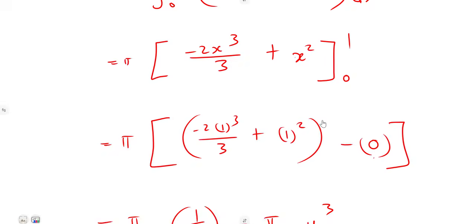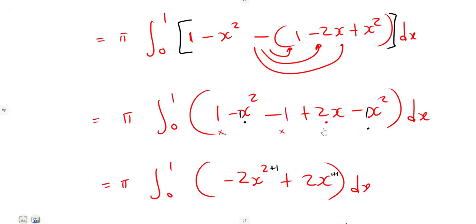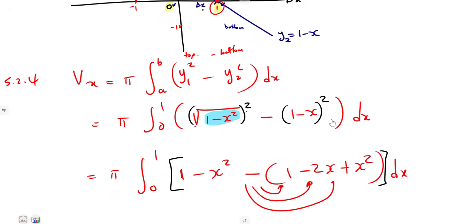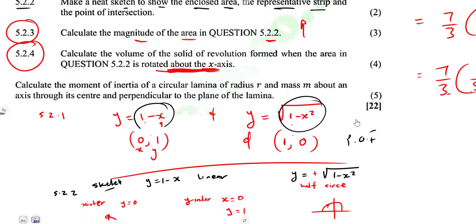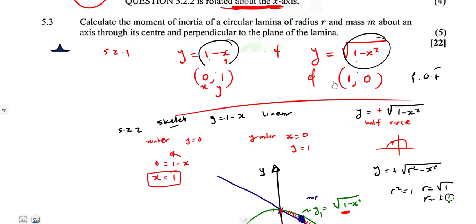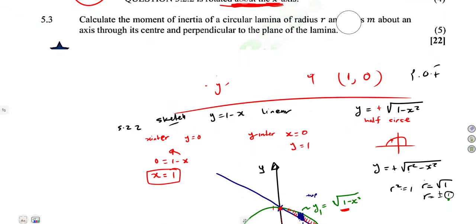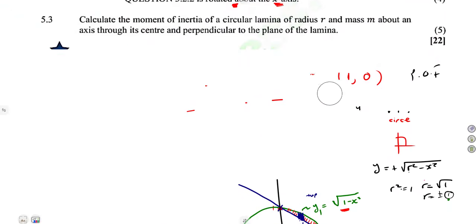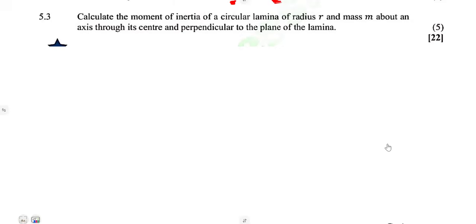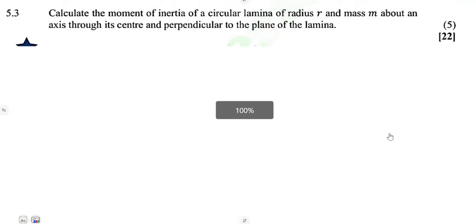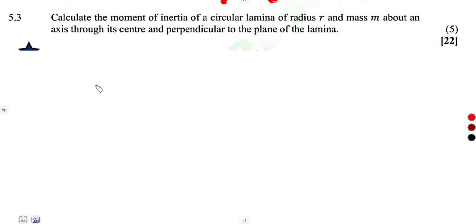This is a volume. So you see, it's a repetition. We have dealt with these questions, guys, now and again. So do more revision. All right, that was 5.2. Let us move on to 5.3. The moment of inertia. Calculate the moment of inertia of a circular lamina of radius r and mass. This question, guys, just take it as it is. It's going to be a repetition. They just repeat these moments of area and the moment of inertia.